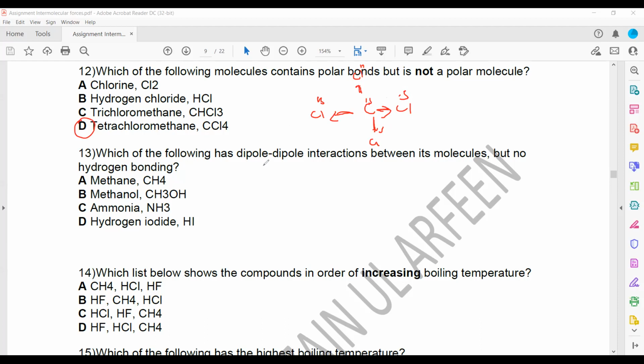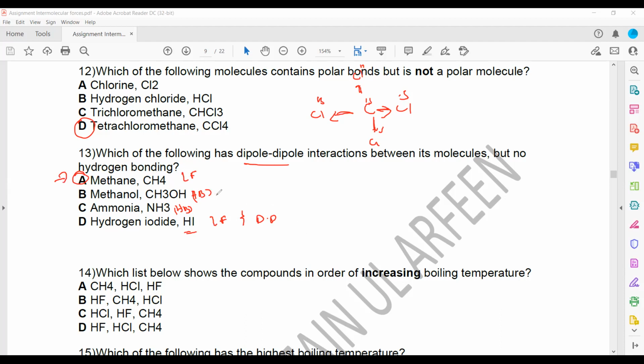In question 13, which of the following has a dipole-dipole interaction between its molecules but no hydrogen bond? Hydrogen bond is there; this will have hydrogen bond. This will have two things: dipole-induced dipole or London force, as well as dipole-dipole force, because hydrogen and iodine have a difference in electronegativity. But in the case of CH4, the molecules are totally non-polar, and non-polar molecules will always have dipole-induced dipole force or London dispersion force. So methane, or A, is the right answer.